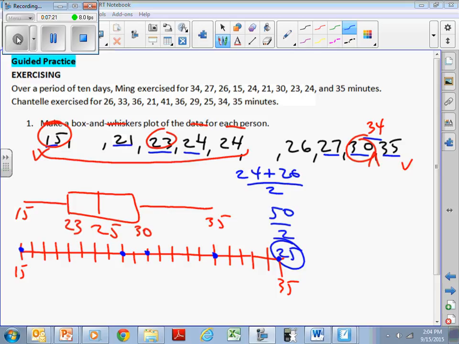Why is that important? What's the point? When I draw the real box and whiskers, you're going to see that this picture didn't fit where it should actually be.